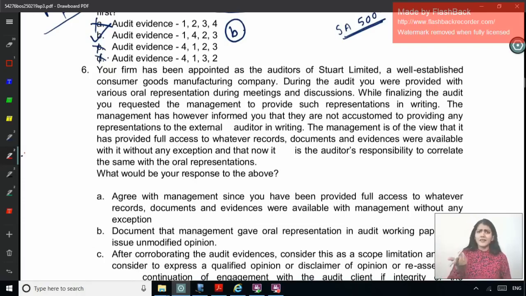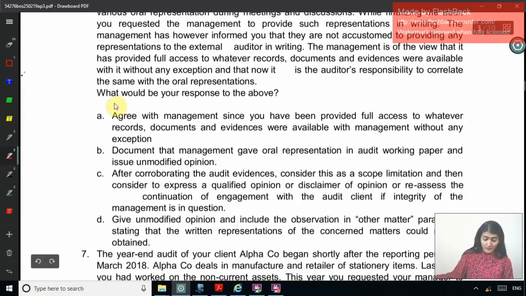Right, so management says that we've given you all the data, now why do you want written representation? We are not accustomed to providing any representation in writing. Right, what would be your response? Agree with the management? Never. And we don't need to read further. Since you've been provided full access to whatever records, documents, evidence were available with the management without any exception? Never. Document that management gave oral representation in audit working paper and issue an unmodified opinion. See, the title of SA 580 is written representation. It is not oral representation.